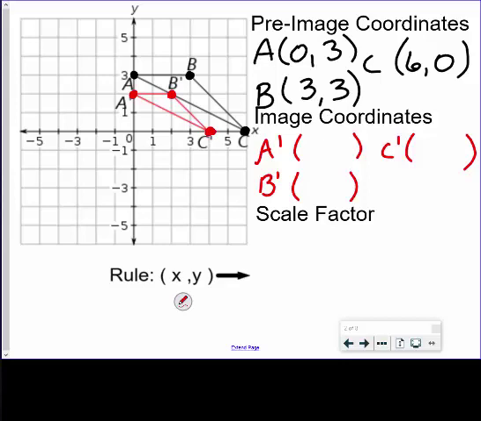What is A prime? 0, 2. B prime? 2, 2. C prime? 4, 0.